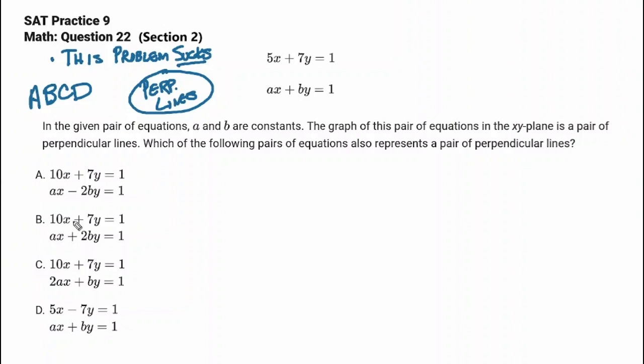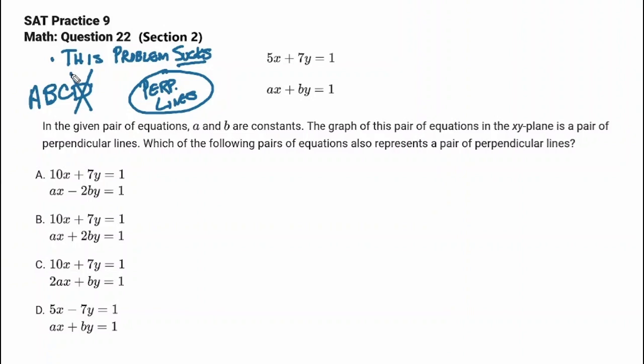It doesn't have a 2 in it, right? That makes all of these second equations more confusing. And then 5x minus 7y is a little bit simpler and easier than this other thing. Also, all of these answer choices, A, B, and C, have 10x plus 7y equals 1. One of those is probably going to be the right answer if 3 answer choices have the same thing. So for all those reasons, I'd get rid of D if I was going to guess.